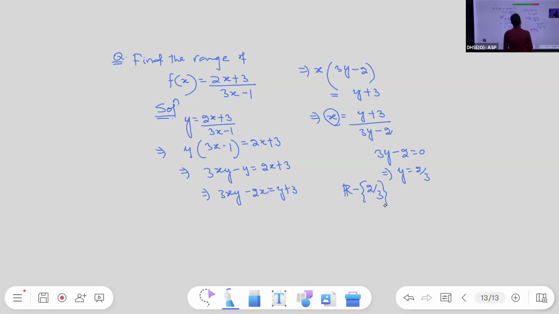I hope it is clear to you. Gayatri, Akarshak, is it clear?